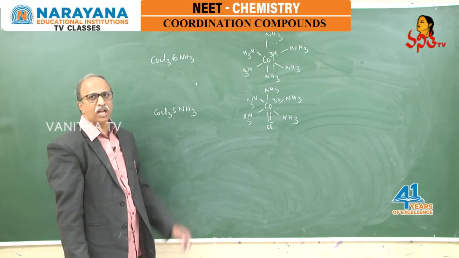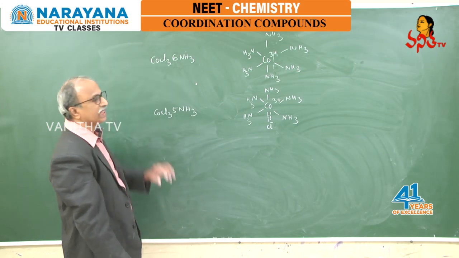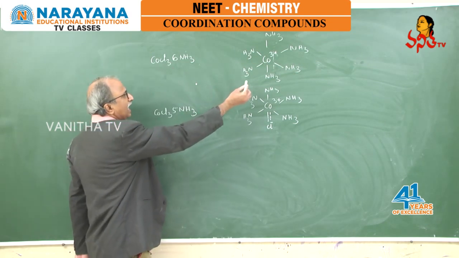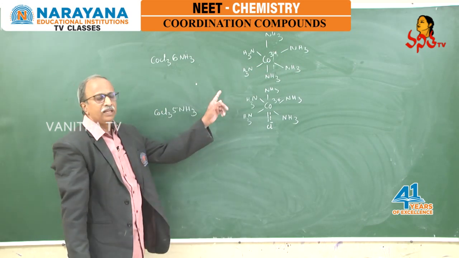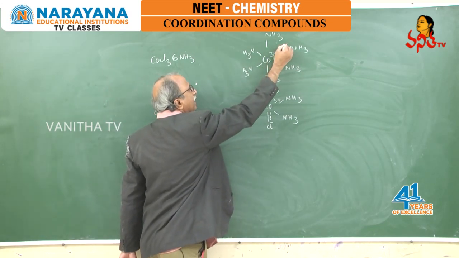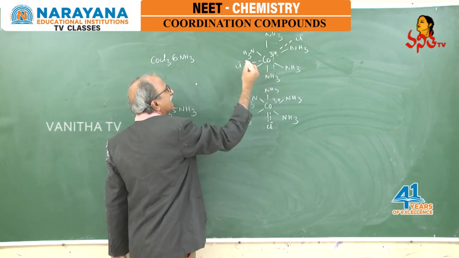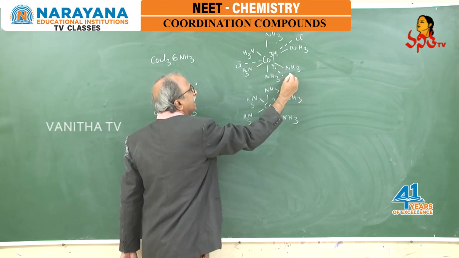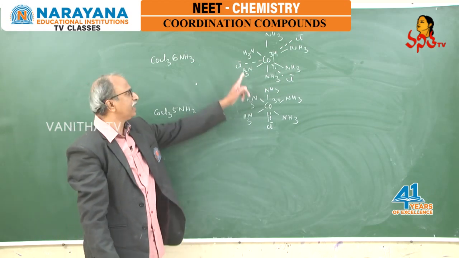The simple and best example to understand Werner's theory is this one, CoCl3·6NH3. Here Co3+ is called the central metal ion, and it is bound by 3 chloride ions which are satisfying the primary valencies. We can write the Cl- ions anywhere; it is not necessary to write them here or there. This is called the primary valency, which is ionizable, the 3 chloride ions.